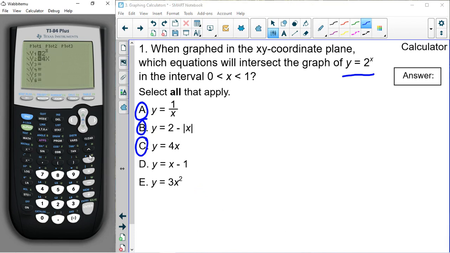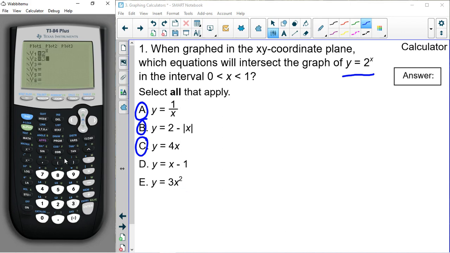Now let's move down to what choice are we on? D. So x minus 1, x minus 1, graph it. Oh, and these don't cross at all. So we can just skip over that one. There's no intersection to find at all. We don't even need to go to second calculate. We just go to y equals, and now we're going to try the last one.